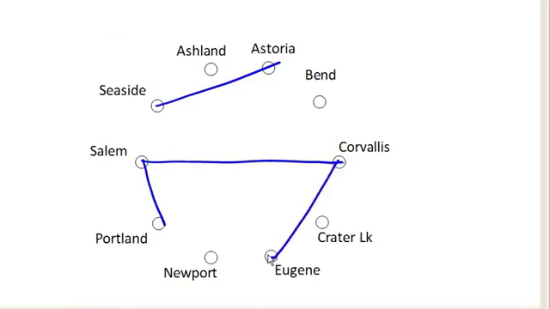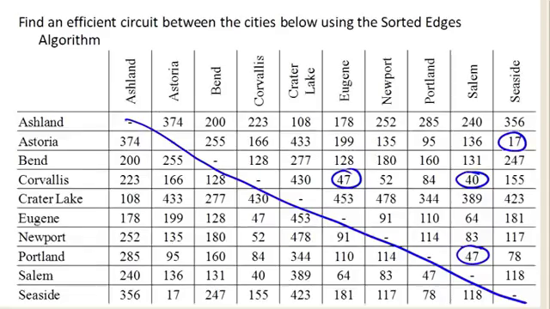Now notice something, that Salem and Corvallis both have degree 2 at this point, and so we're not going to want to visit them again. We're not going to want to add any other edges that connect to Salem or Corvallis. So we can pretty much at this point ignore anything that links to Salem or Corvallis, because we've already connected to those. So we're going to ignore Corvallis, and we're going to ignore Salem.